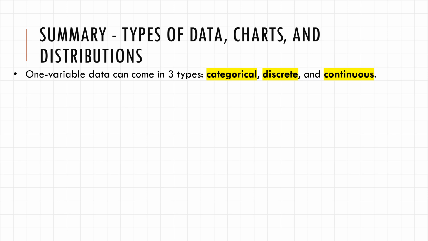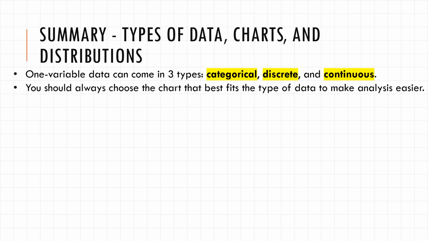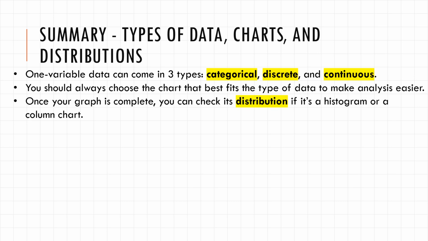So what did we learn in this lesson? Well, we learned that one variable data can come in 3 types: categorical, discrete, and continuous. We also learned that we could choose a chart that fits a certain data type better than it would fit other data types. We learned certainly that pie graphs and bar graphs would be great for categorical data. Bar graphs would also work for discrete data, but for continuous data, we probably need a histogram. Once our graph is complete, we could check its distribution, if it's a histogram or if it's a column chart, to maybe draw some more conclusions about that.